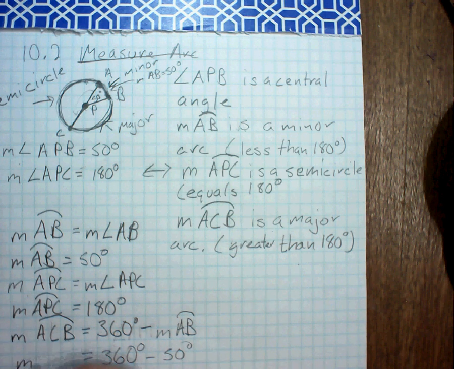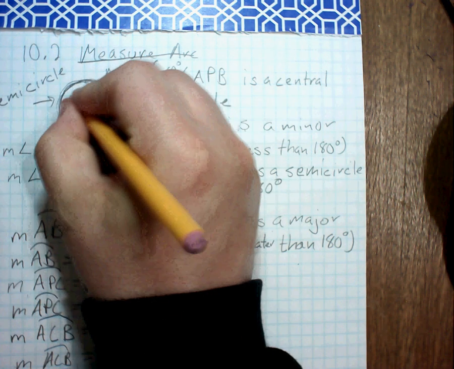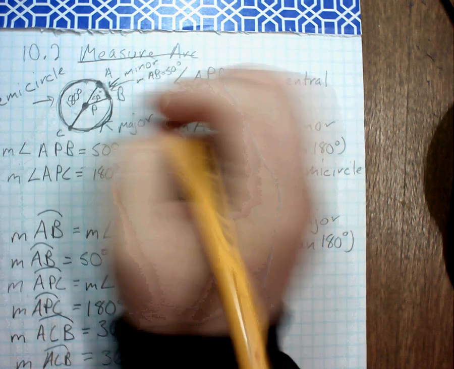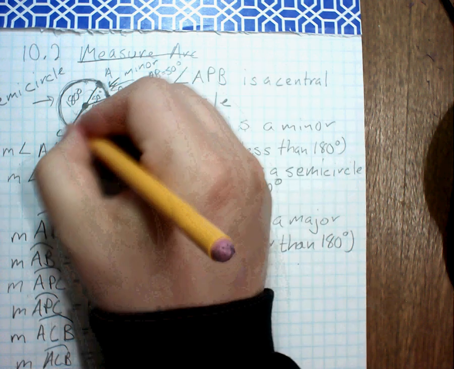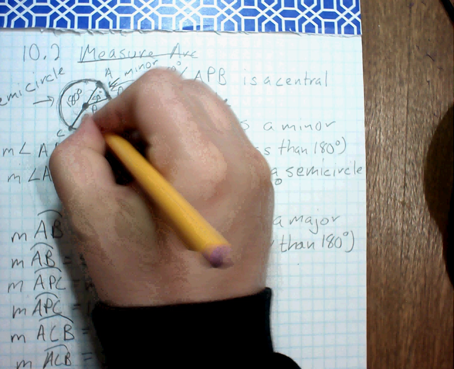So the measure of ACB would be 360 minus 50, which is 310 degrees. Okay? So there's a couple of ways that you could figure that out. If I wanted to label everything, from here to here is 180 degrees. This whole thing has to add up to 360 degrees. So the measure of CPB would be 130 degrees.